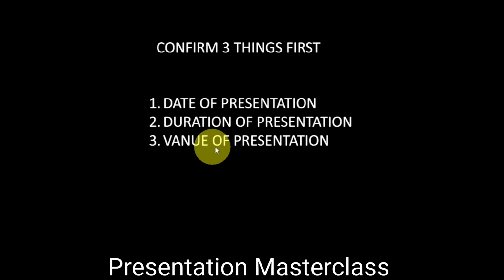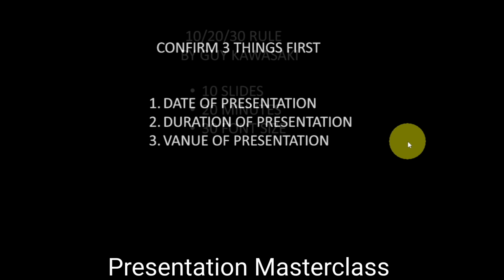And the third one is venue of the presentation. Venue means the place of your presentation. Where are you going to give your presentation? Is it in a room or in an auditorium? If it is in an auditorium, it would be a big place, your slide would not be visible. That's why you don't have to create a lot of slides. You have to create very few slides. Okay, let's go to the next slide.